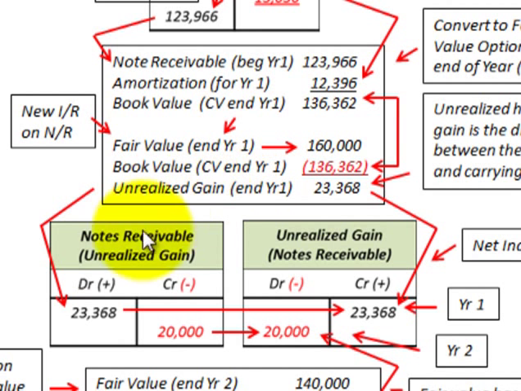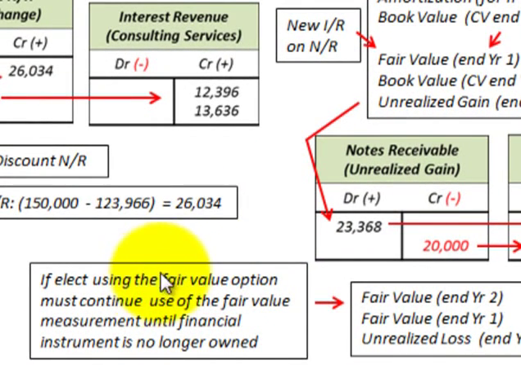So for our unrealized gain for our notes receivable, we debit it for the $23,368, and then moving over to our income statement, we have an unrealized gain in this case. We credit that for $23,368. So that takes care of converting over to the fair value option at the end of year 1. But now we're going to have to carry this fair value option through. So if we elect using the fair value option, we must continue use of this fair value option measurement until the financial instrument is no longer owned, or it's received in this case.